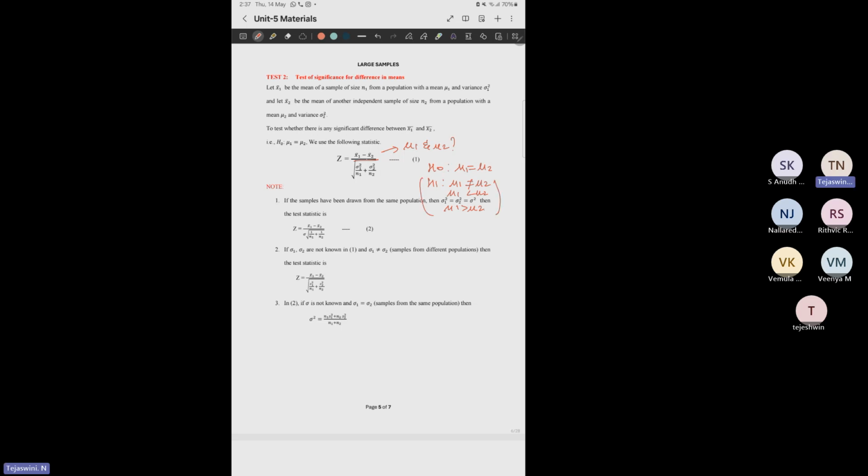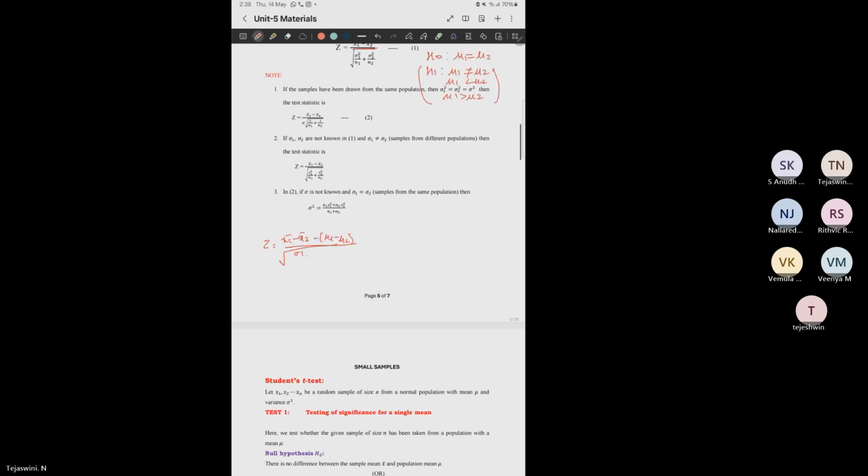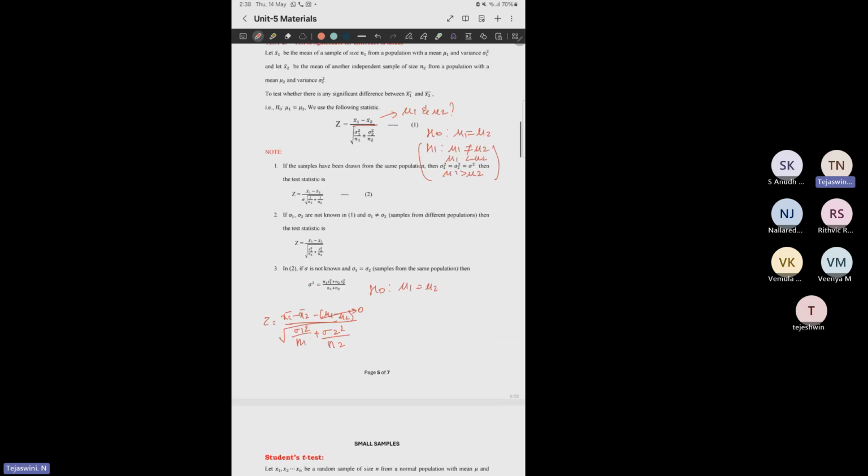If we actually write it, the formula will be z is equal to x1 bar minus x2 bar minus mu1 minus mu2, divided by the square root of sigma 1 square by n1 plus sigma 2 square by n2. Since our null hypothesis is that mu1 is equal to mu2, this whole term will become 0. So our z formula is this.